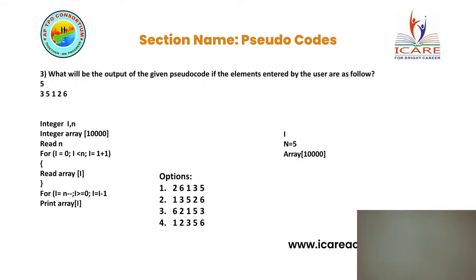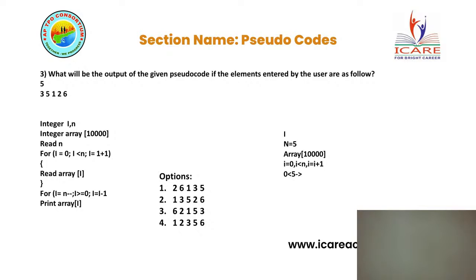Then for i is equal to 0, i less than n, i is equal to i plus 1. Here we have the for loop, which is i is equal to 0, i less than n, i is equal to i plus 1, the updation. So in each iteration we are updating the value and checking the condition. If the condition is true, we are entering into the loop. In the first iteration i value is 0, i less than n. So n is 5, 0 less than 5, condition true.